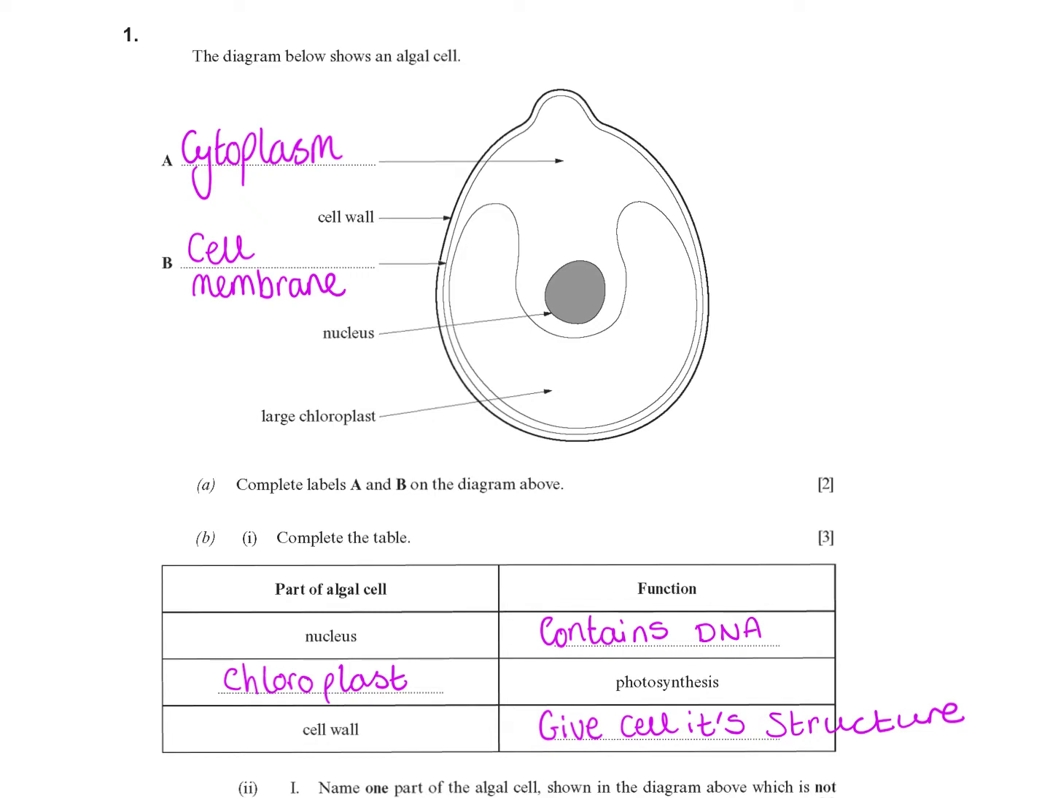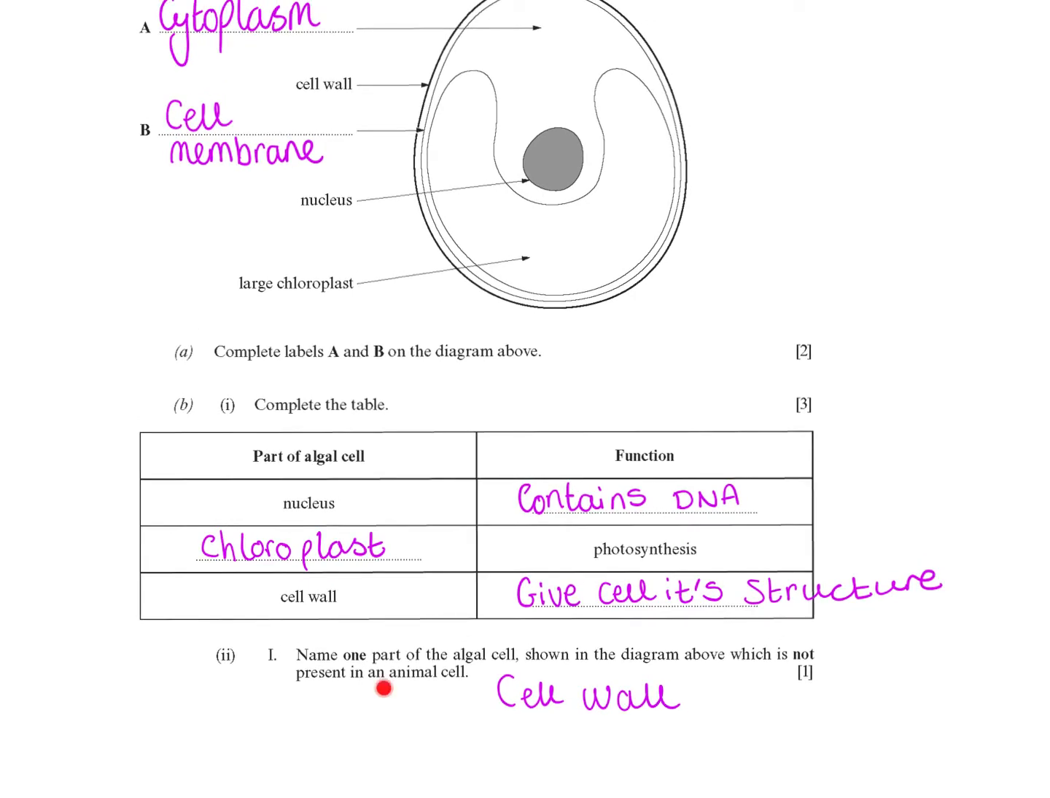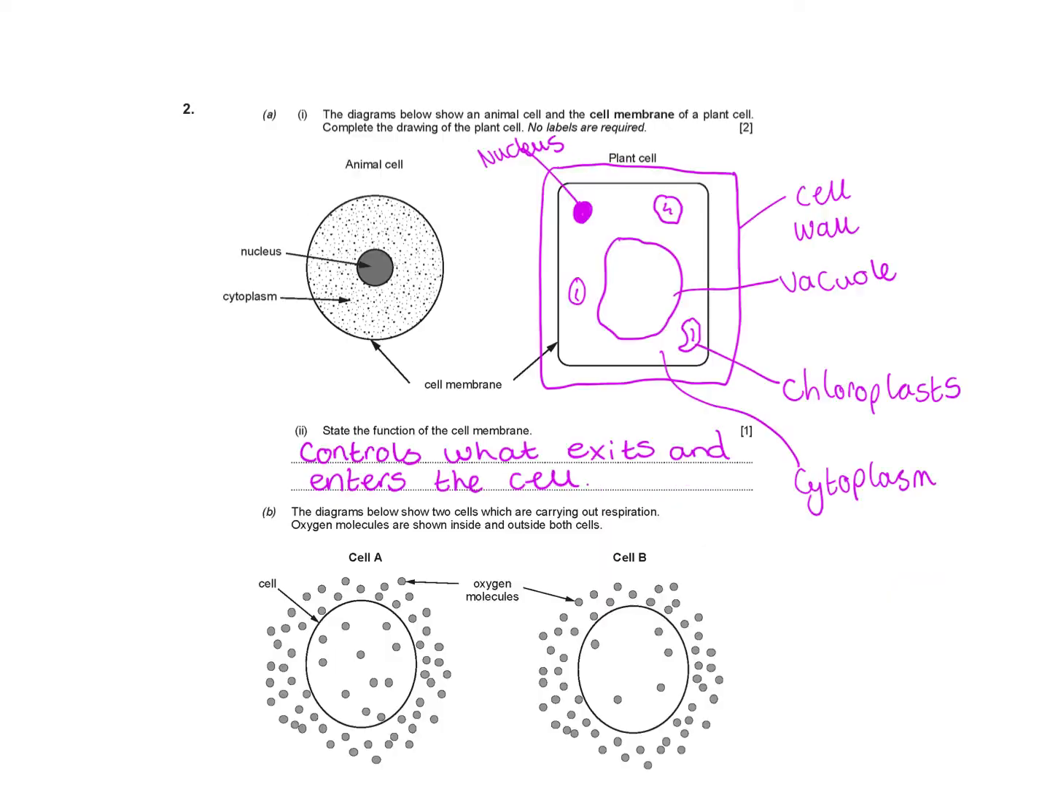Okay, be careful of this because it says label A and B. You've got to make sure you do both, because that's too many marks you could have lost. Then it says complete the table. The nucleus contains DNA. The site of photosynthesis is the chloroplast, and the cell wall gives the cell its structure. Name one part of the algae cell that would not be present in an animal cell: the chloroplast. You could have also written the cell wall. Okay, they would have been the two big things that wouldn't have been present.